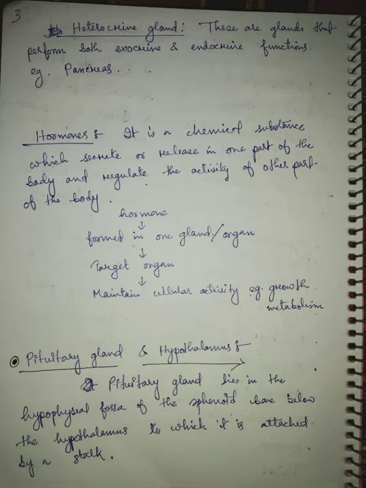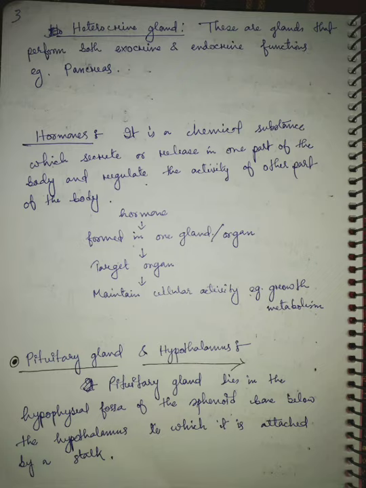You will see in the diagram where the pituitary gland lies. It lies in the hypophyseal fossa of the sphenoid bone. There is a sphenoid bone in our skull, and in this sphenoid bone there is a hypophyseal fossa, a cavity. In that cavity the pituitary gland lies, and above the pituitary gland there is the hypothalamus, and the hypothalamus and pituitary gland are connected via a stalk. So let's discuss it in the diagram.